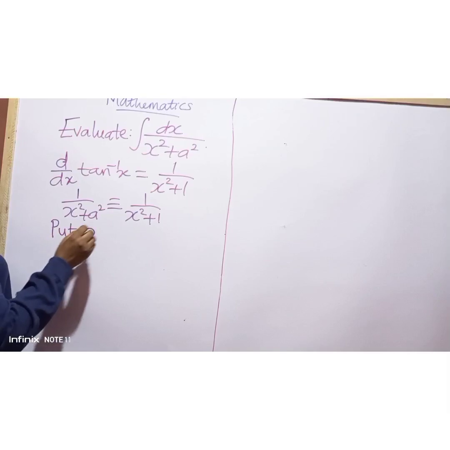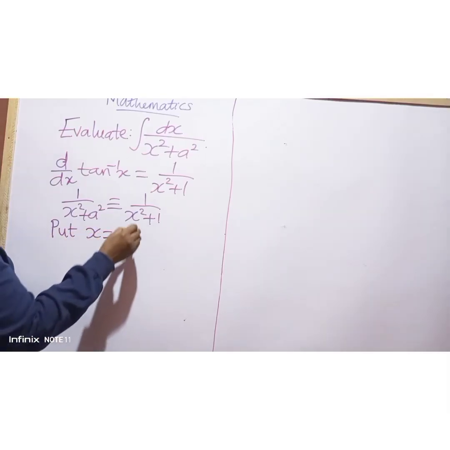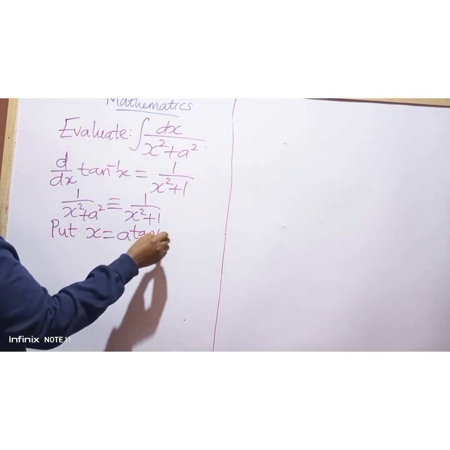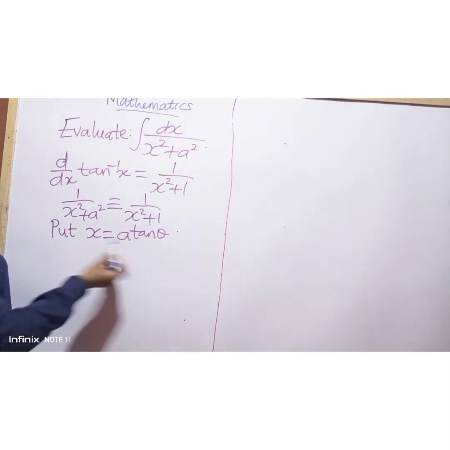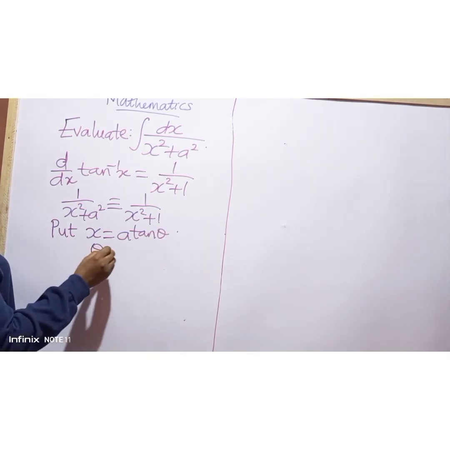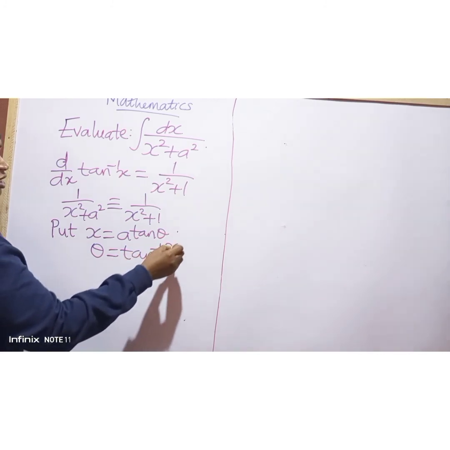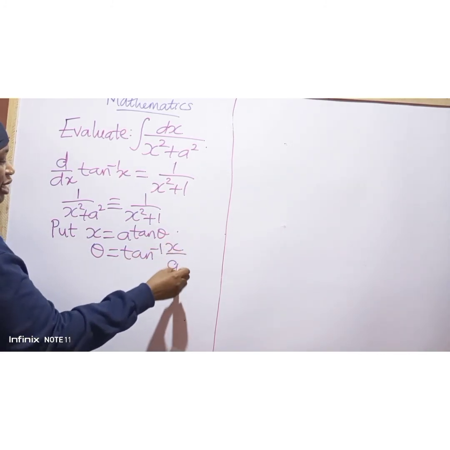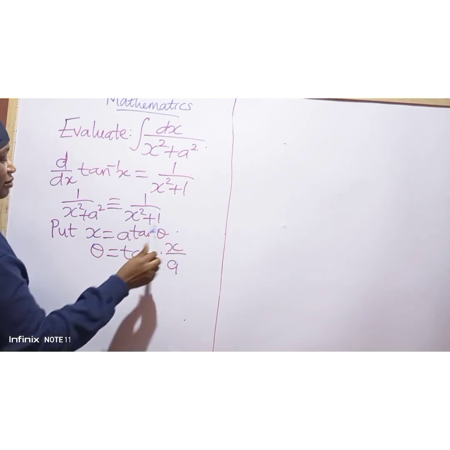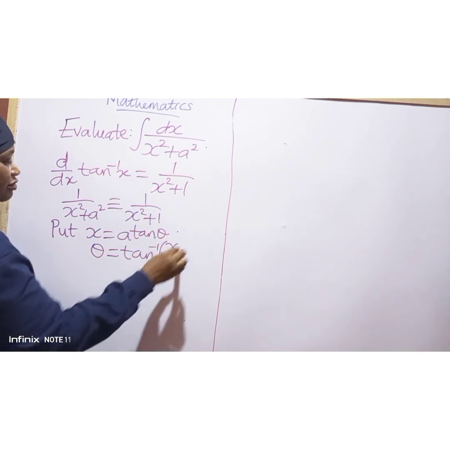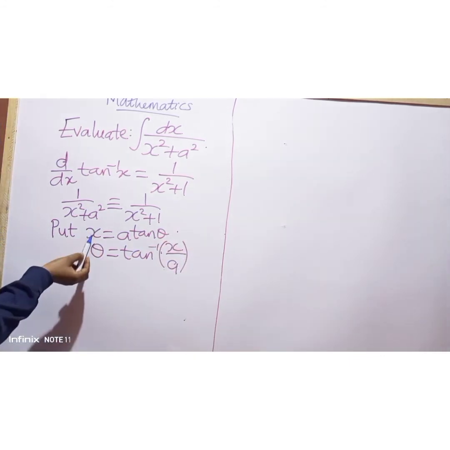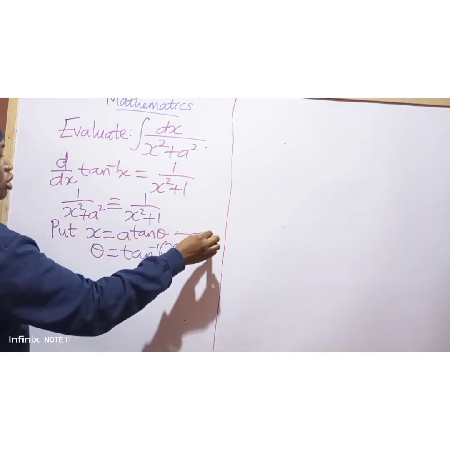So put x equal to a tan theta. So let's make theta the subject. We have theta equal to arctan x divided by a. Arctan x divided by a. So from here, let's call this one equation asterisk.